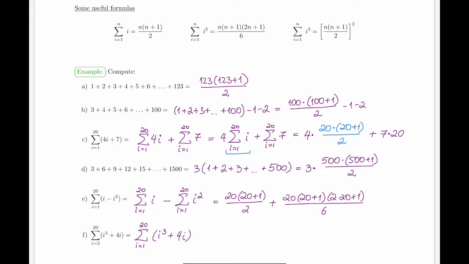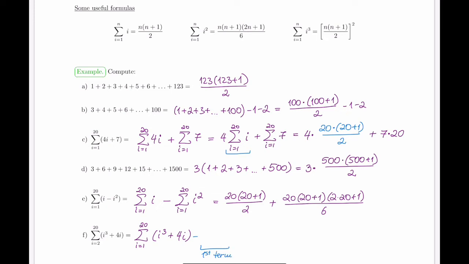Well, let's think this through. What am I supposed to be, either adding or subtracting here? My original sum started from 2. This new sum starts from 1, which means that the first term is present here on the right-hand side, but not here. So I should be subtracting the first term. So minus, and let me just write that down here, the first term.